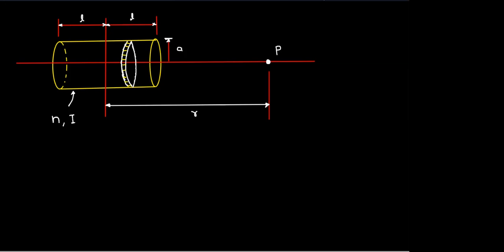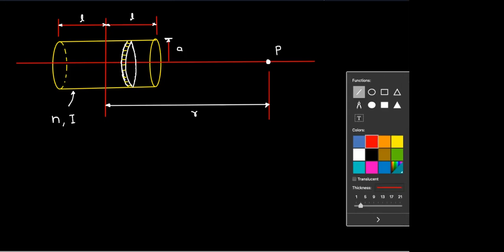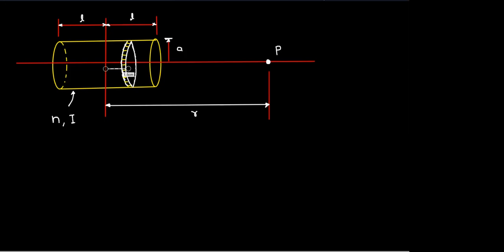Since we are measuring all the distances from the center only, I'll keep X like this. From the center, this is your X. This thickness is dx. Now, do you remember the formula for magnetic field due to the ring along the axis? What was it? mu naught N i R square by 2 into X square plus R square to the power 3 by 2. Where X is what? The distance to the point.